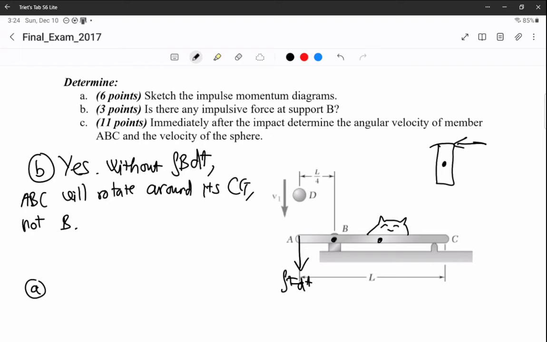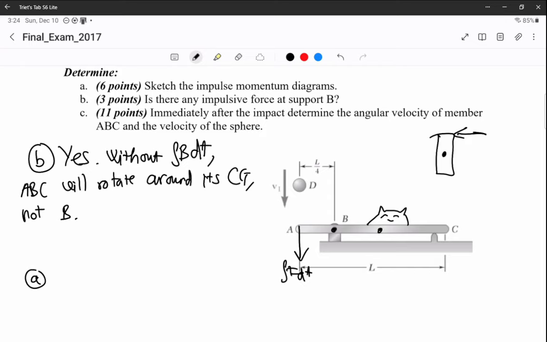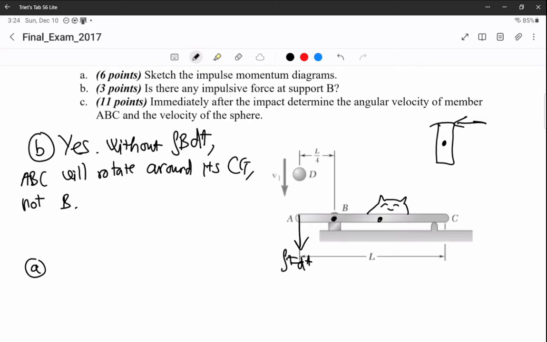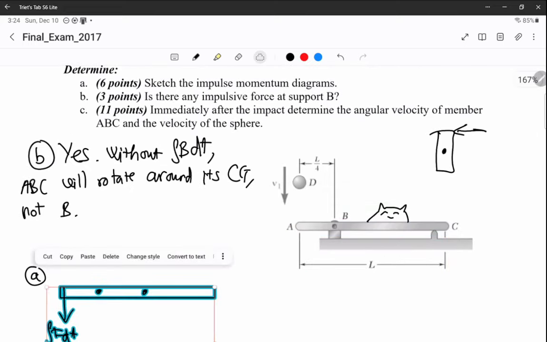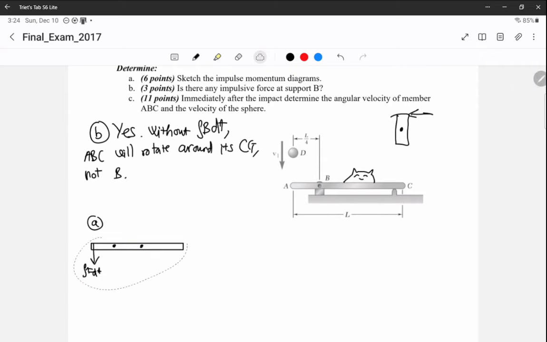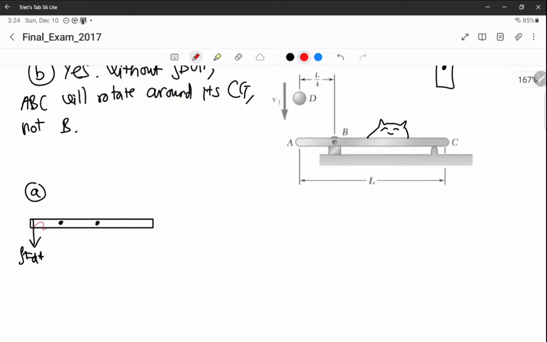Going back to part A, sketch the impulse-momentum diagram. That's why I do B first, because it's a little counterintuitive. You do A and then go to B. For A, let me copy this out here. This is point A, this is point B, and this is the center of gravity. This part is going to be C, and this guy is going to be in the middle-ish.